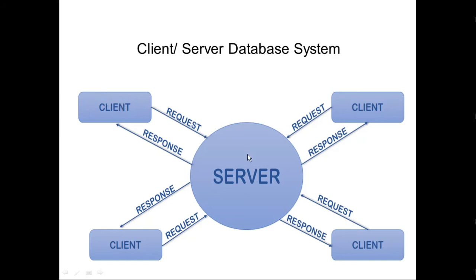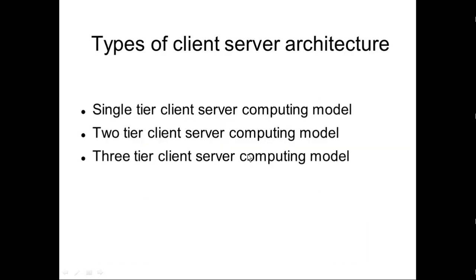The next is different types of client server architecture. First is single tier client server, means one PC is going to perform all the things. Two tier means client and server, and three tier means client is there, server is there, and the third tier is the database tier.